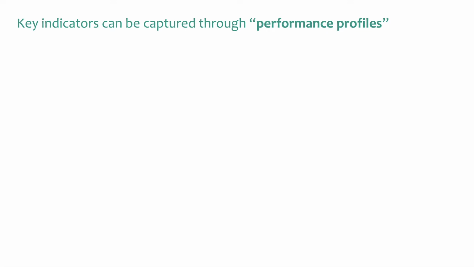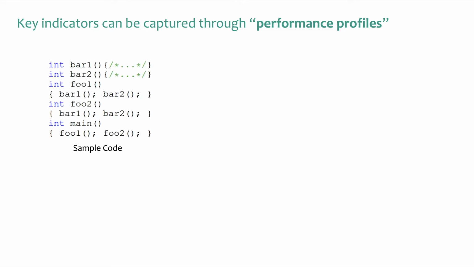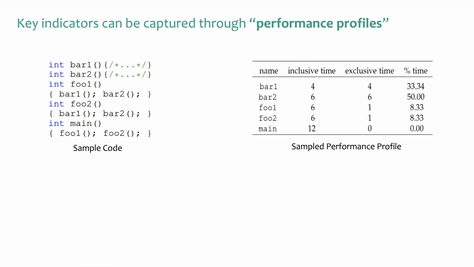Key indicators of performance analysis are usually captured through performance profiles. Sample performance profiles are collected by forcing an interrupt at every nth instruction. In general, they record two kinds of information: exclusive metric and inclusive metric. Inclusive metric represents the time consumed by a call site along with its children call sites. Say for example, in this example, we have foo1 calling bar1 and bar2. So the inclusive runtime is added up for foo1 and it becomes 6.